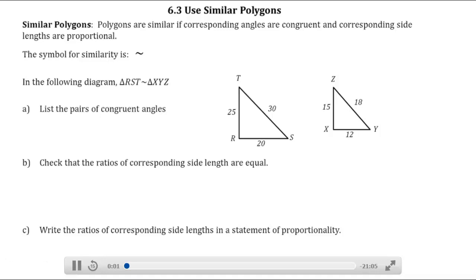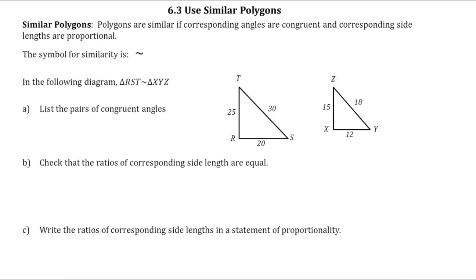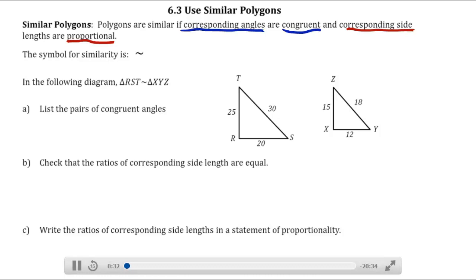Okay, here we go with 6.3, similar polygons. Polygons are similar if we have corresponding angles between the two polygons that are congruent. So angles will be congruent, and then corresponding sides are going to be in the same proportion. Sides will be proportional, so they will reduce to the same ratio. They're going to be in the same proportion.